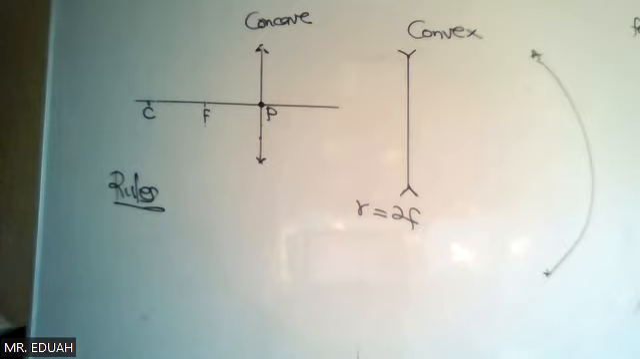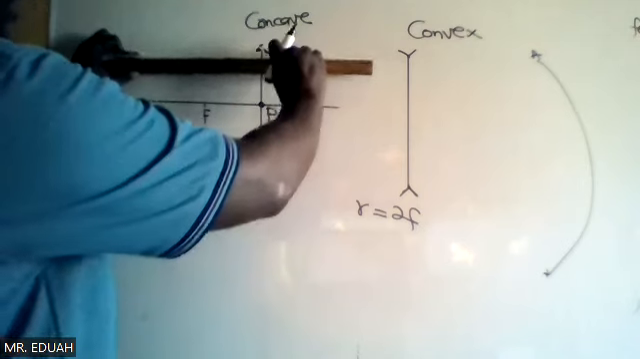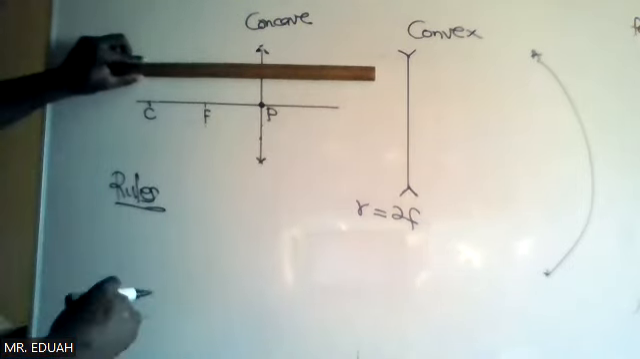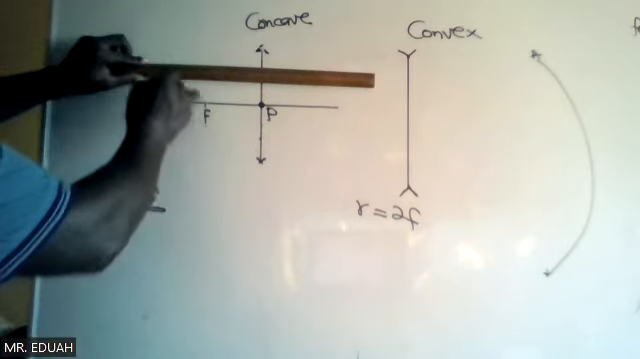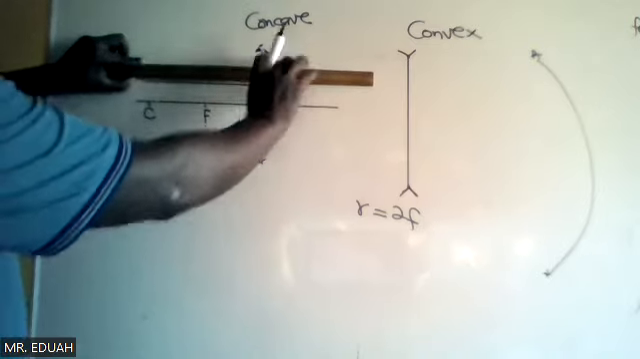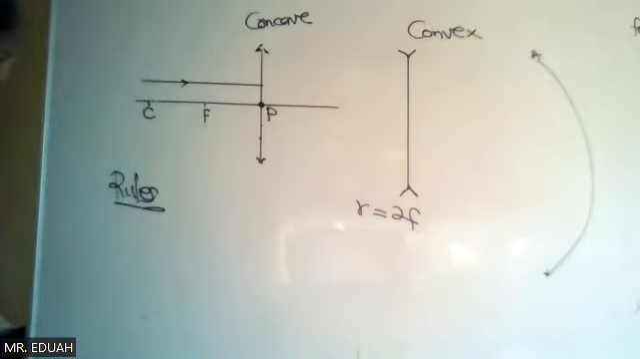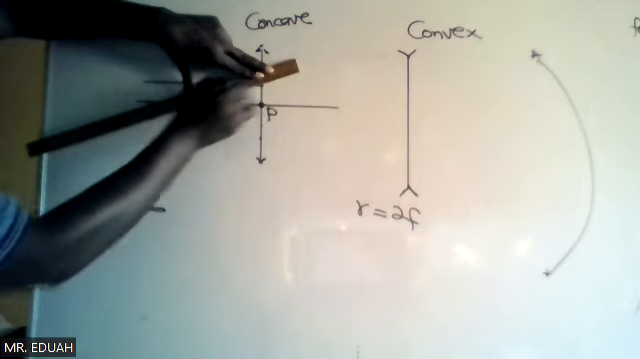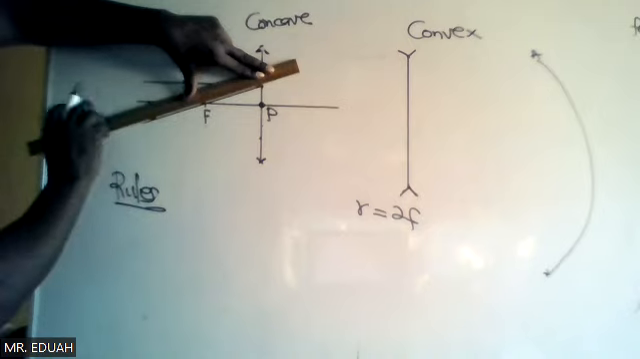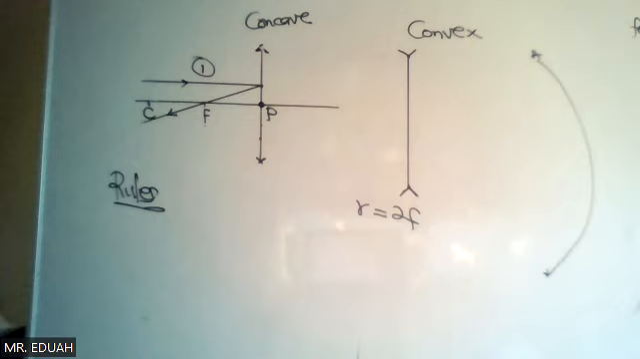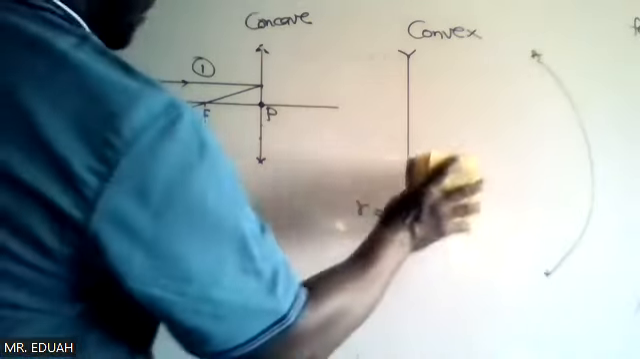Let's quickly go through the rules before we try it with one. So a ray of light, the ray must always come from the object. If the ray coming from the object is parallel to the principal axis, after reflection, the ray must pass through the principal focus. So this is rule one. The first rule: a ray of light parallel to the principal axis after reflection passes through the principal focus.